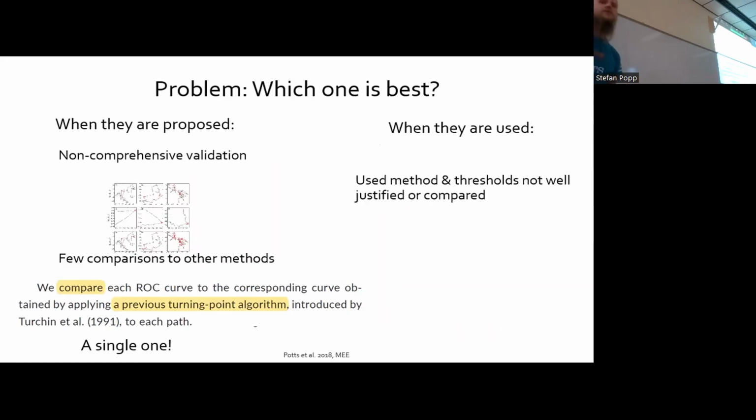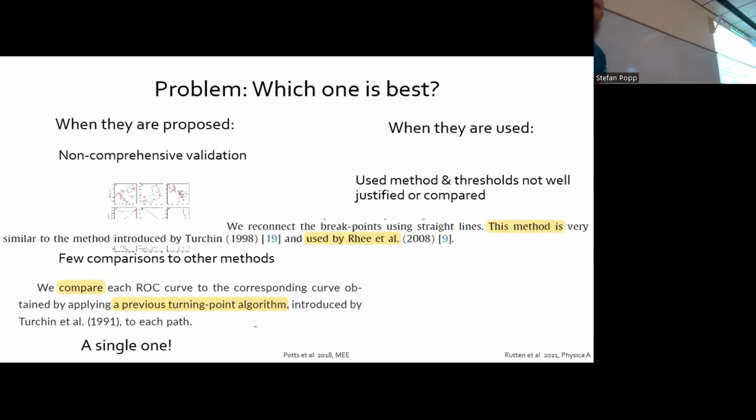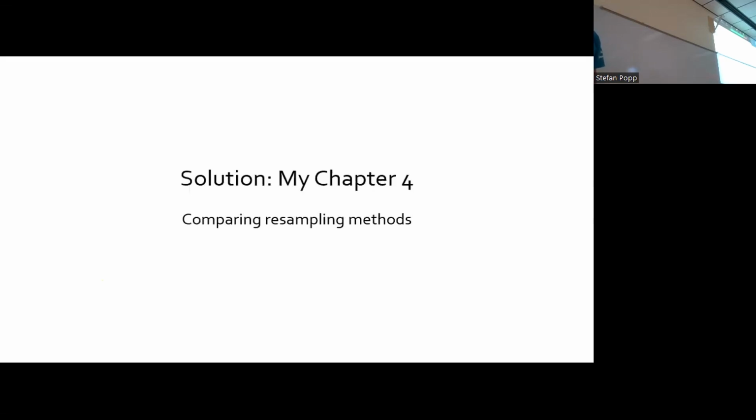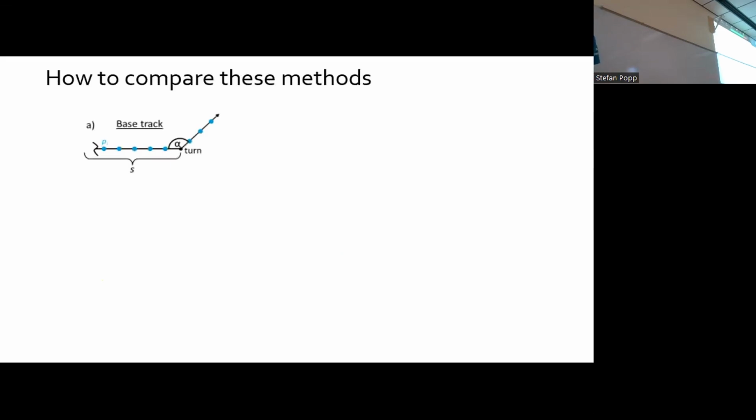And when they're being used, then the thresholds and the methods that are being used in the empirical papers are oftentimes not well justified or compared even to other methods or thresholds. For example, here they write that this method is similar to another one and has been used by another paper, which is not really a good justification that it is actually the best method that they could be using in this example. The solution to that is my 4th chapter, where I compare these resampling methods.